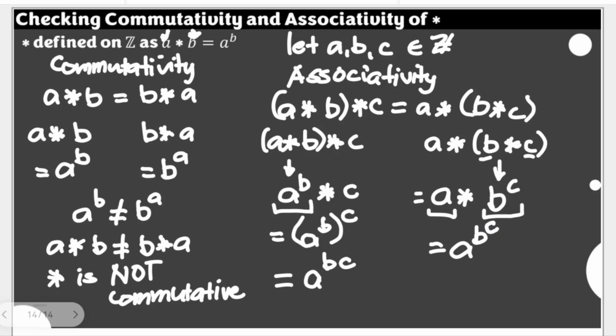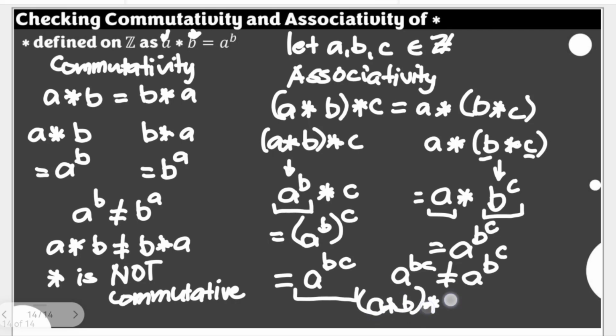So earlier, we have the product of B and C as the exponent of A. But here, the power of A is an exponentiation, which is B to the power of C. For all values of A, B, and C, again, we're talking about for all, A to the power of BC is not always the same as A to the power of B to the power of C. This would mean that A star B star C is not necessarily the same as A star B star C for this given item.